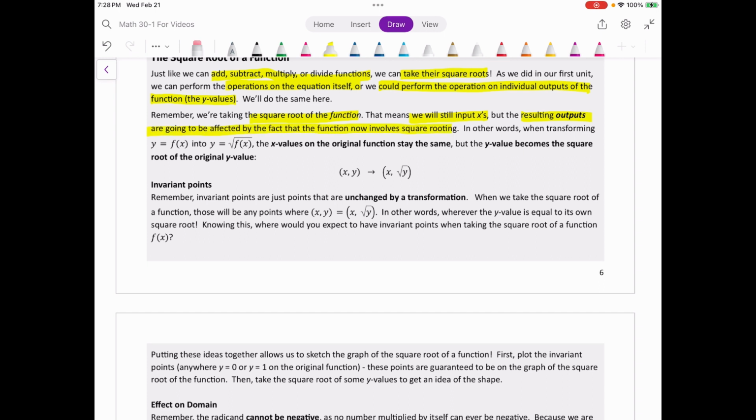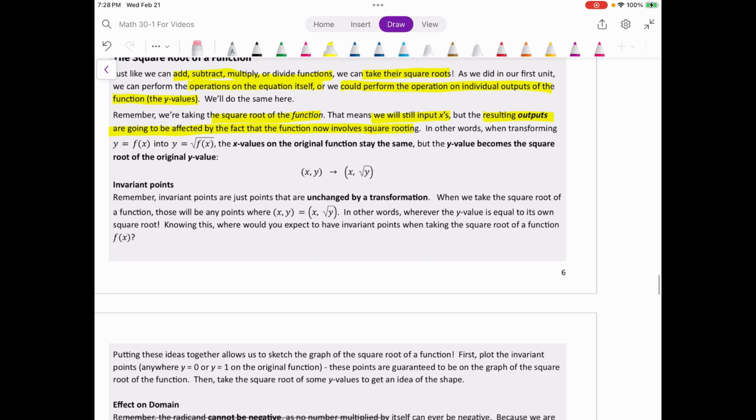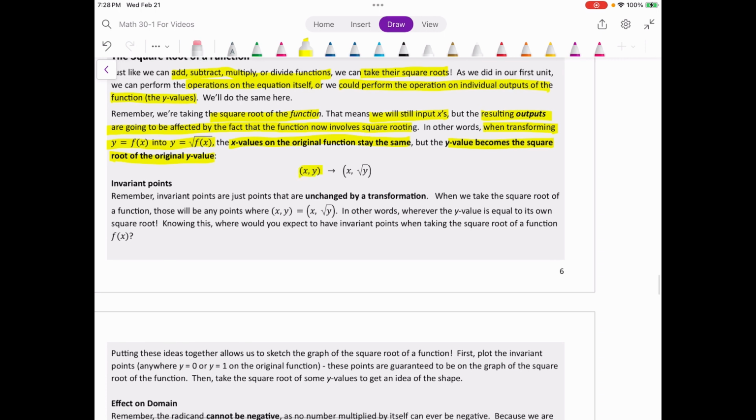In other words, when we transform y equals f of x into y equals the square root of f of x, the x values on the original function stay the same, right? We're not changing what we can input, but we are changing what's going to come out as a result, because now we're square rooting. The y value becomes the square root of the original y value. So if we have a point on our original function, (x, y), and we take the square root of that function, the new corresponding image point will be at (x, root y).